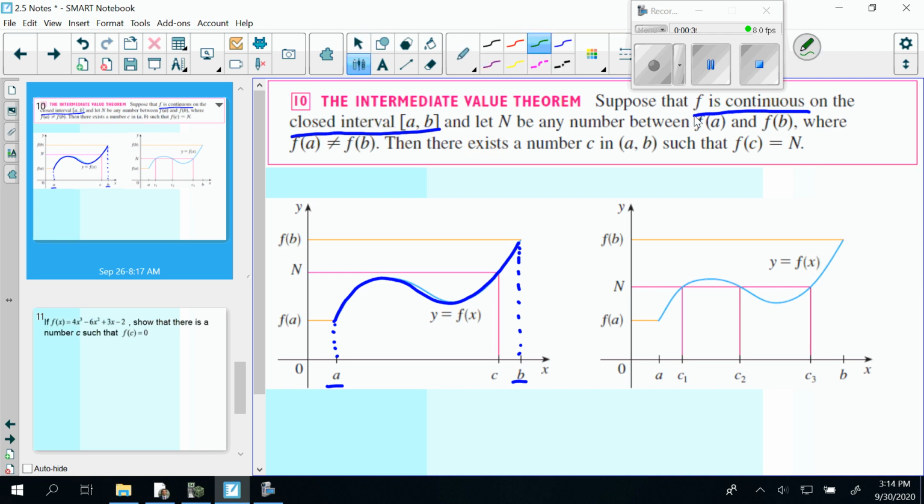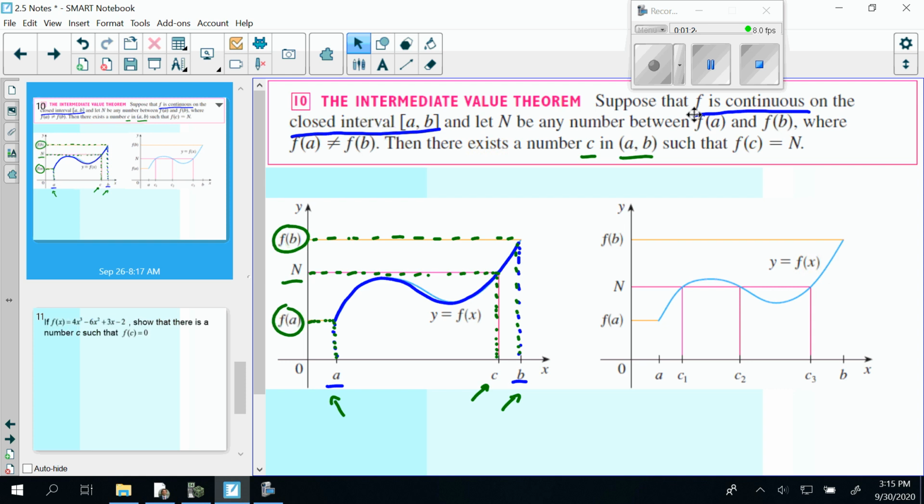Remember how you find f of a: if you follow this up and go over, there's our f of a. If we follow our b up, that becomes our f of b. n is some number between those two values. So what this is saying now is as long as f of a and f of b aren't the same thing, there exists a number c somewhere in between a and b such that f of c is equal to n. So they're saying somewhere between this value and this value, there has to be a c that if you follow it up to the graph will give you that value n.